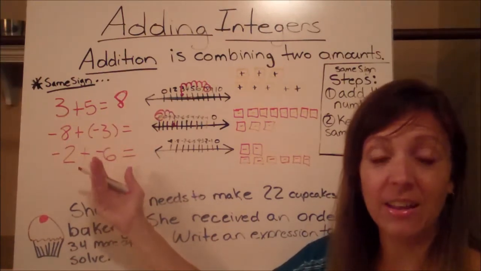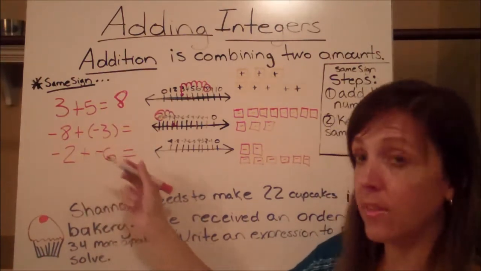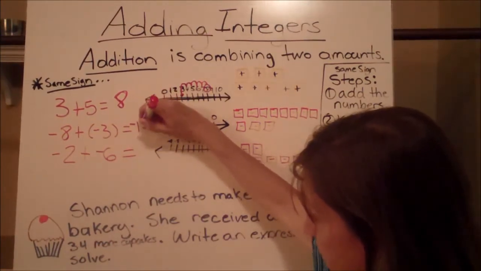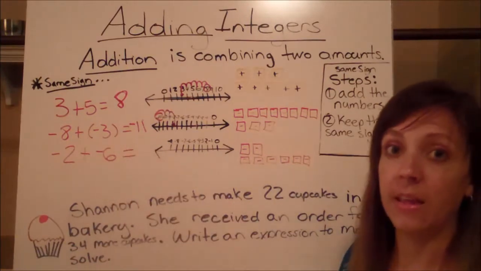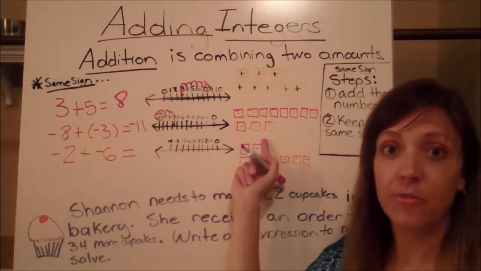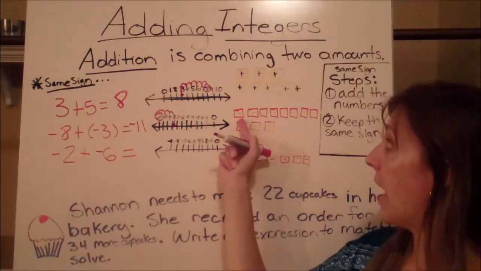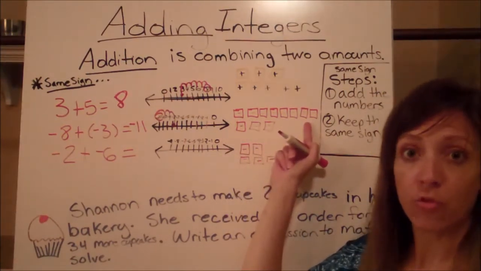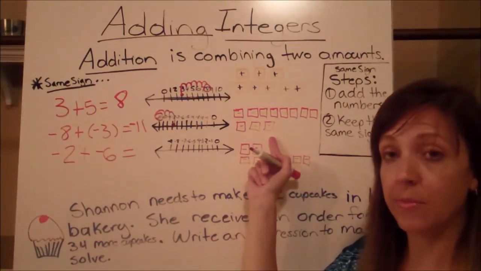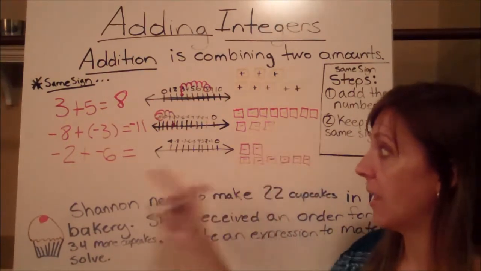8 plus 3 is 11, and since these are both negatives, we will just keep the negative sign and add the two integers. Now I'm going to go over and look at my integer chips. The negative chips are red, so I have 8 negative red integer chips and 3 negative red integer chips, and when I add them together, all together, there's 11.